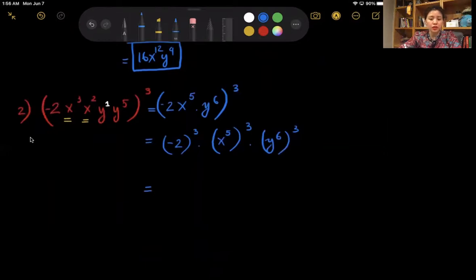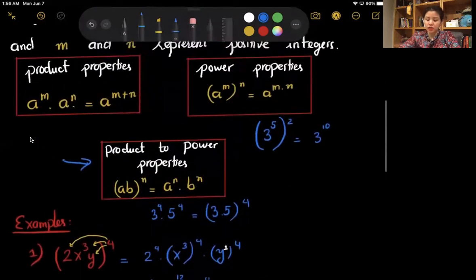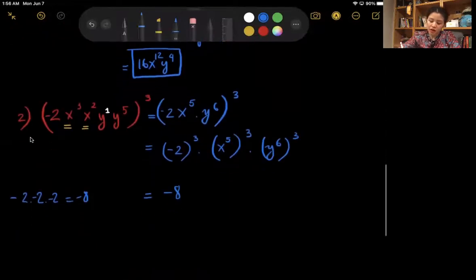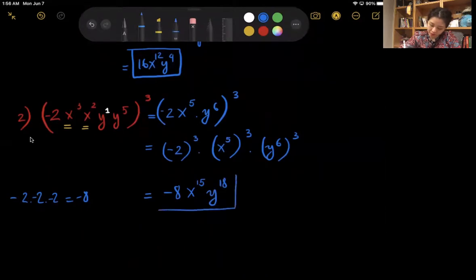-2 to the 3rd, what does it equal? It's going to equal -2 times -2 times -2. Right? -2 times -2 will be 4, and 4 times -2 is -8. So -8. X to the 5th raised to the 3rd, we're going to use the power property, a to the m to the n equals a to the m times n. So we're going to multiply them together. 5 times 3 is 15. So x to the 15 times y to the 6 times 3, which is 18. And then we're done.